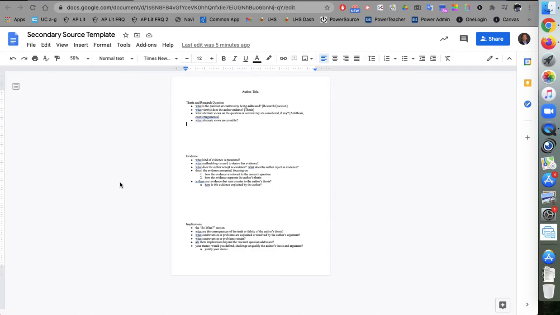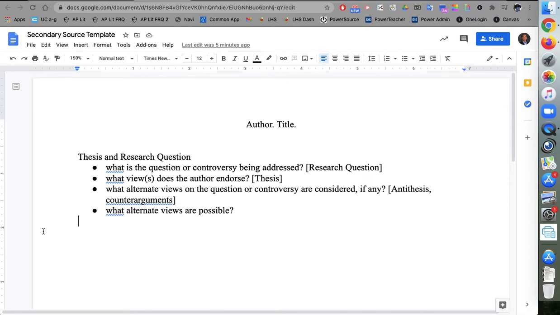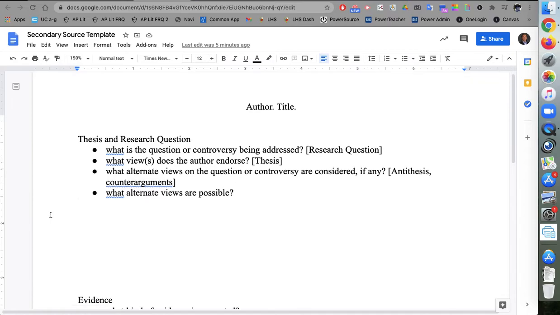This should not be an extensive outline of a secondary source. Okay, it is instead a synopsis of the argument, what we call in philosophy a schematic of the argument. So here's the three sections.